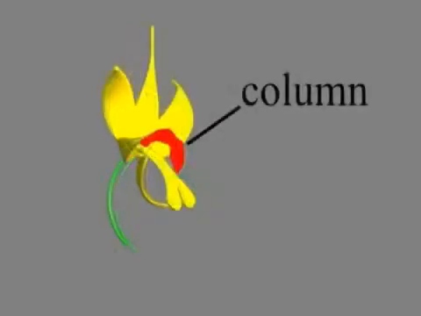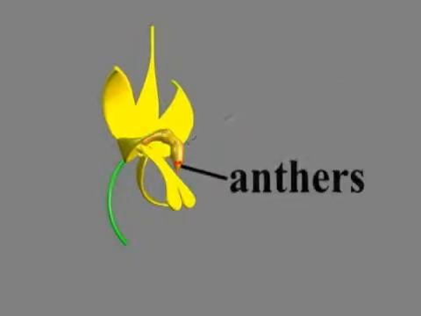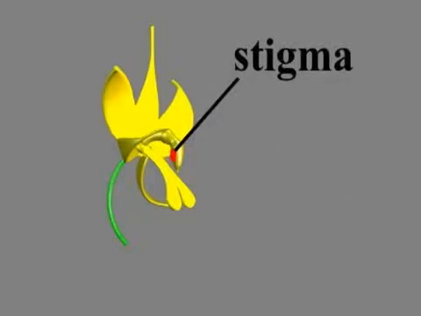The column contains the reproductive organs. The tip of the column contains the anthers, hidden under a cap, while the stigma is on the underside of the column behind the anthers.